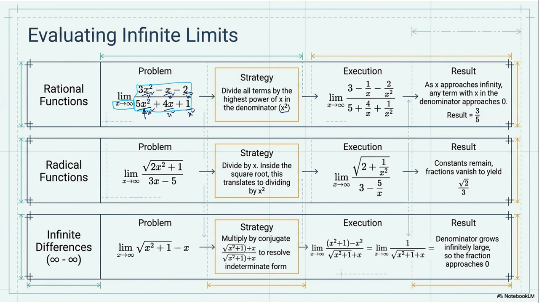So what happens here? We will have 3 here. Then negative x by x squared, that is negative 1 by x. And then negative 2 by x squared. In the denominator, we have 5x squared by x squared, so we will have 5 only, and then plus 4x by x squared, and then plus 1 by x squared. We basically used here the concept of something divided by infinity. What is the value?